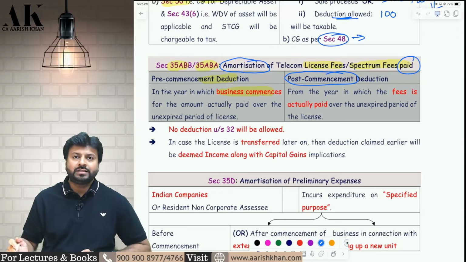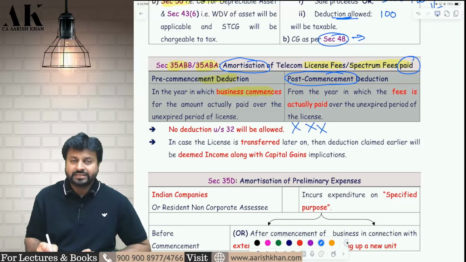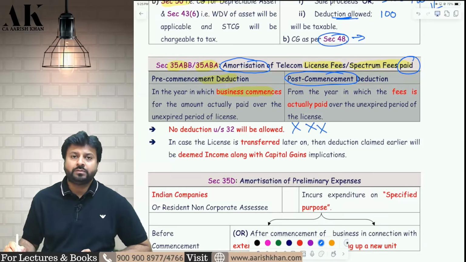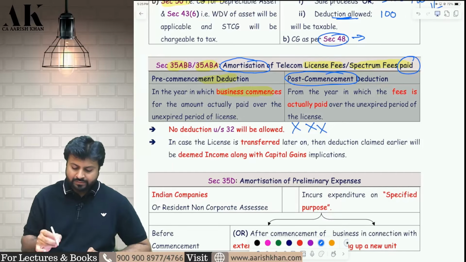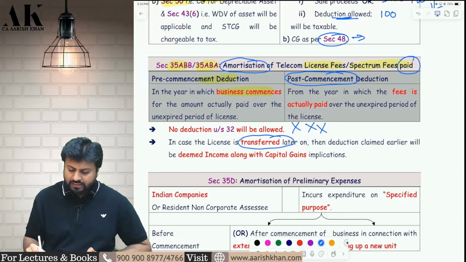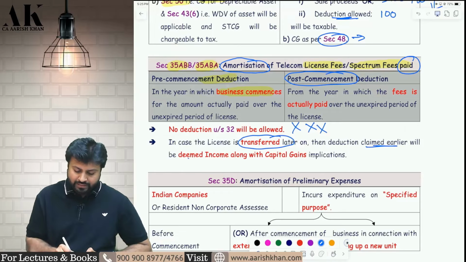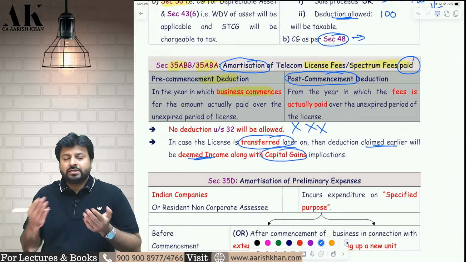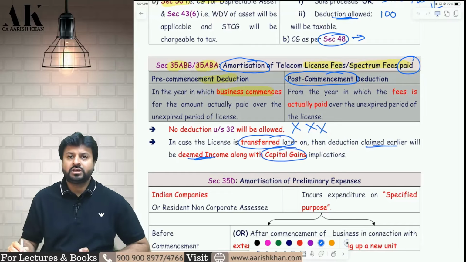Once you claim the deduction under this section, then no deduction will be allowed as an intangible asset under section 32 for the purpose of depreciation. No depreciation will be allowed on this particular license. Similarly, if you transfer the license later on, then whatever deduction you have claimed earlier will be deemed income, and if you sell the license, obviously there can be a capital gain implication on you also. I hope it is clear to all of you.